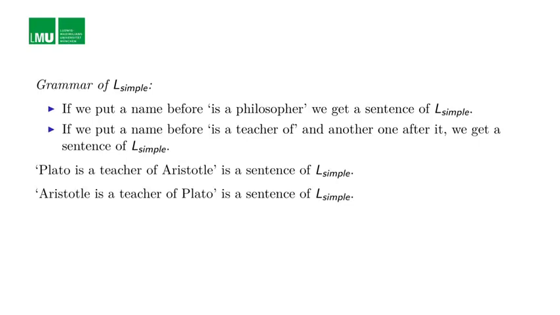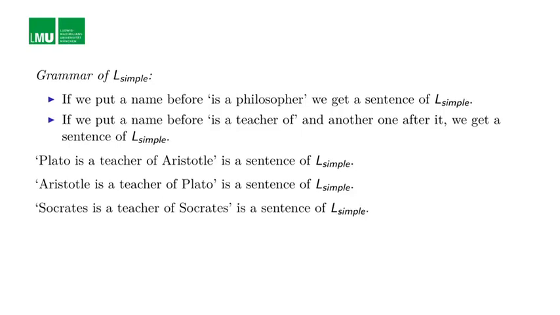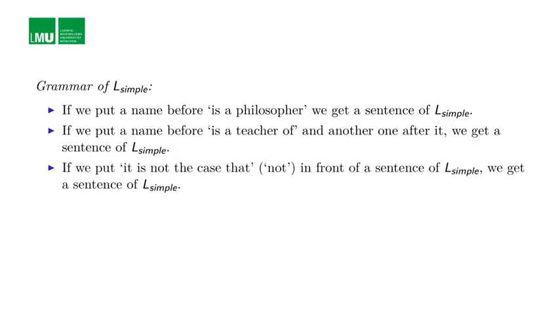Just as for English in general, we will be able to formulate various true sentences, but also various false sentences in our toy language. The grammar of a language makes sure that we can only formulate meaningful sentences, but it does not itself know about truth or falsity as yet. Accordingly, Socrates is a teacher of Socrates is a sentence of L-simple too, and so on. Next step. If we put it is not the case that, not, in front of a sentence of L-simple, we get a sentence of L-simple again.